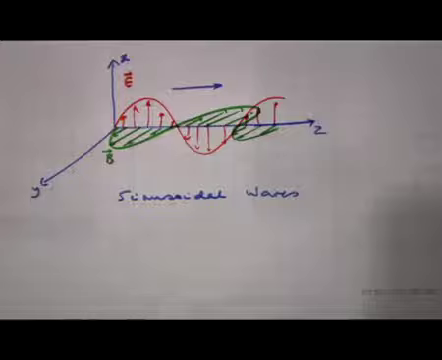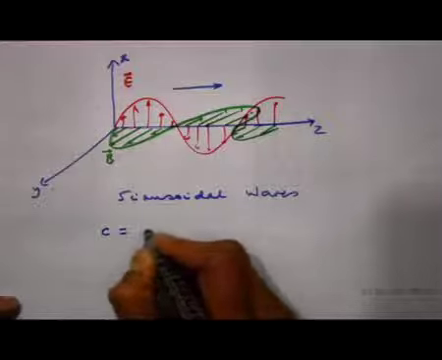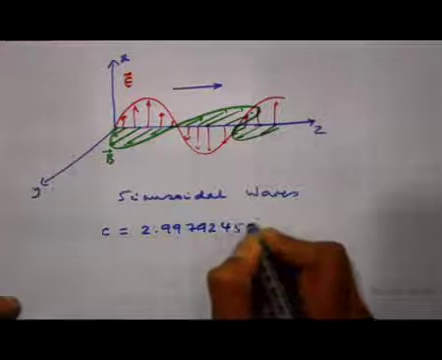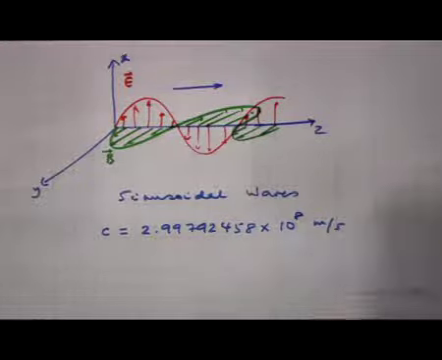I must mention here that all electromagnetic waves travel at the same speed in free space, and that value is 2.99792458 times 10 to the power 8 meters per second. This is an exact value now. It is defined as an exact value of the speed of light in free space, and the unit of length, the meter, is defined through this speed of light in free space. So, all electromagnetic waves travel at the same speed c in free space.